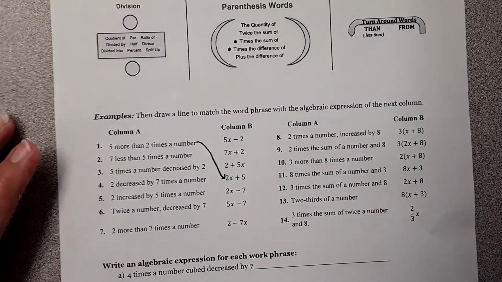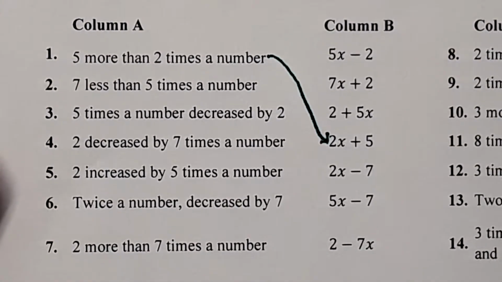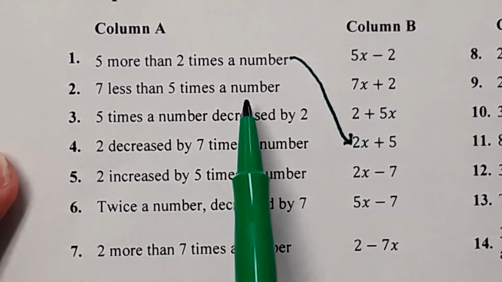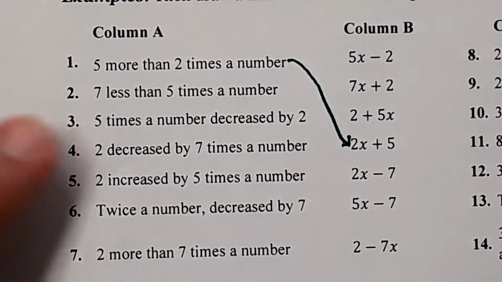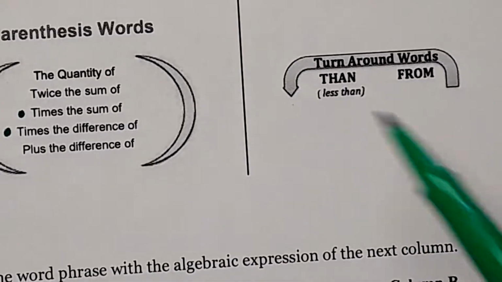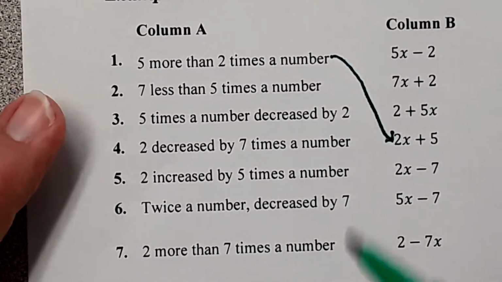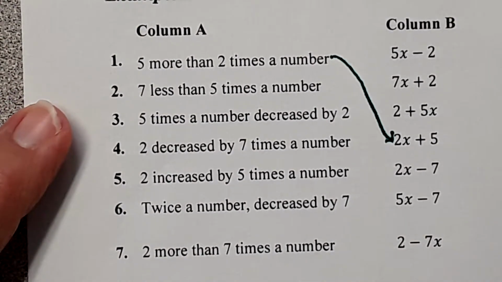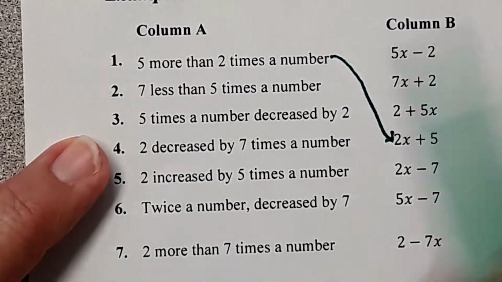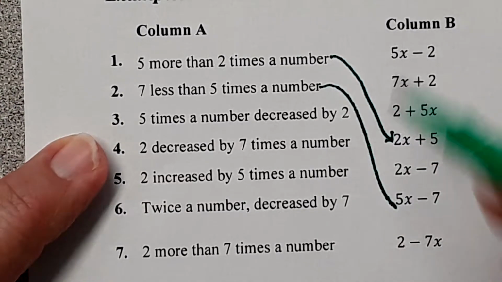Is that better? Can you guys see that better? 7 less than 5 times the number. Again, you see where it says less than? That means we're going to flip it. So 7 less than 5 times the number: we start with 5 times the number, and then less than means, what do you think? Subtract 7.